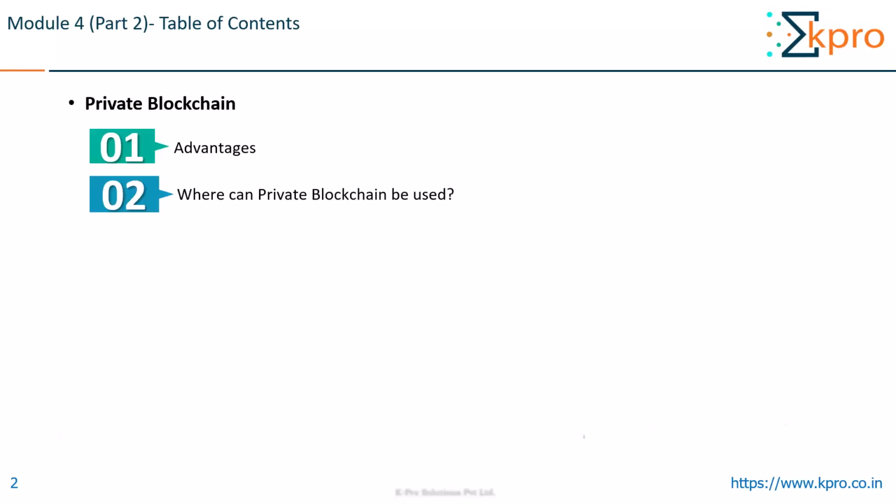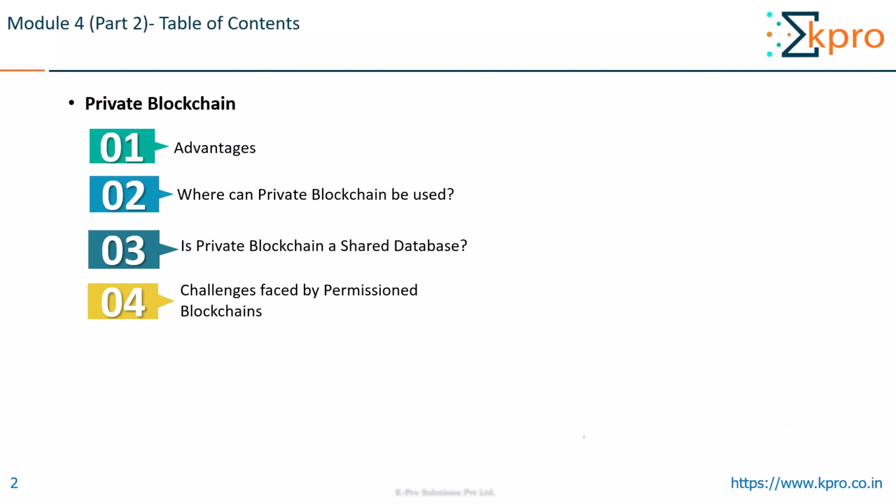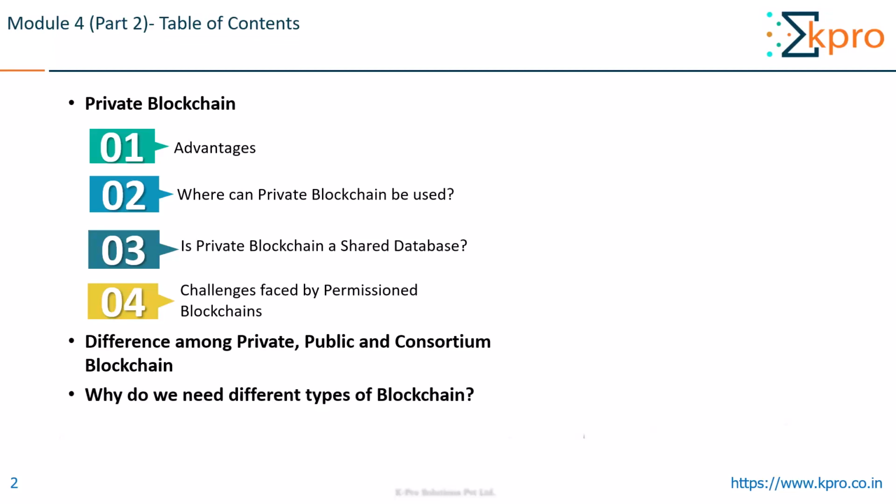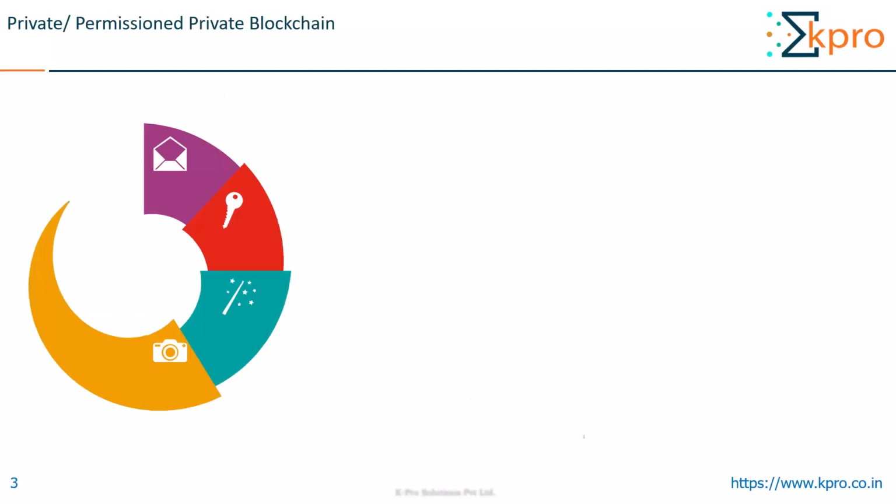So in this part 2 of this video, I'll be talking about what the private blockchain is, its advantages, where we can use the private blockchain, whether we can consider this private blockchain as a shared database, some of the challenges faced by private blockchains, the difference among private, public, and consortium blockchain, why we need different types of blockchain, and finally, who are some of the industry giants currently using or exploring blockchain technology. So let us start with what this private blockchain is.